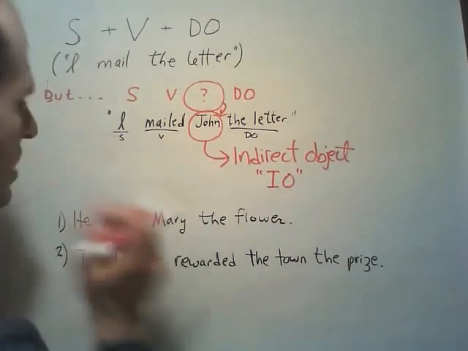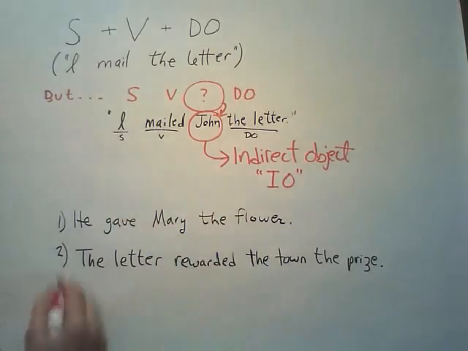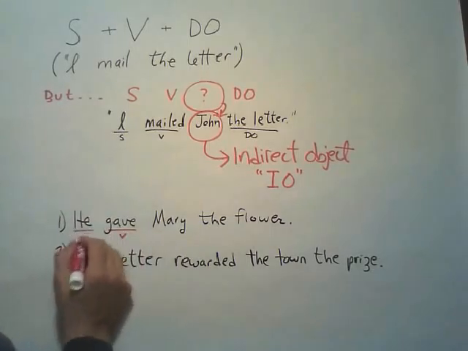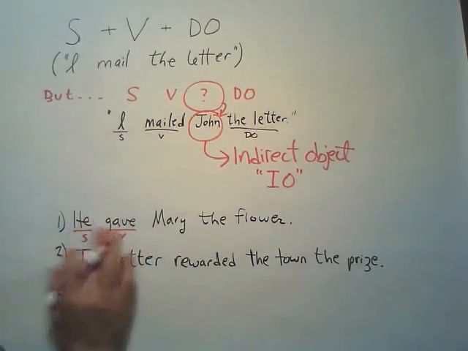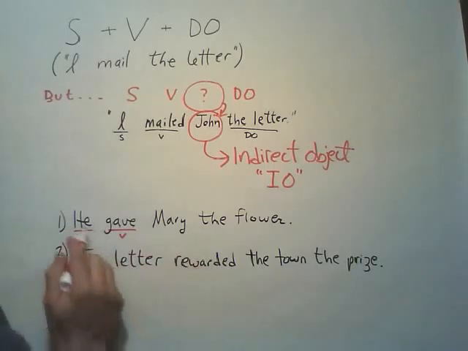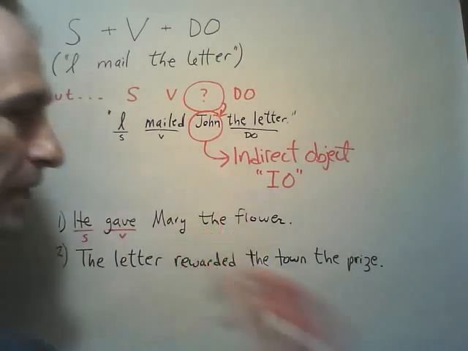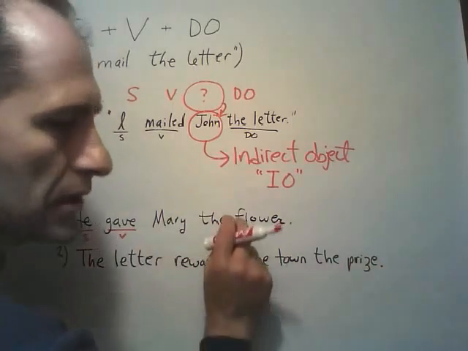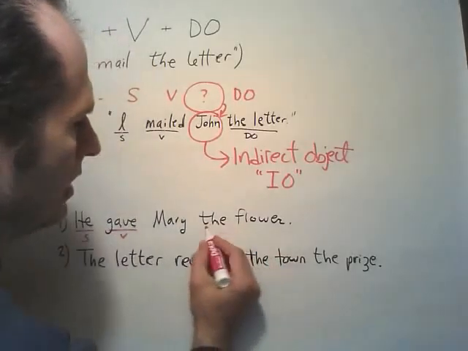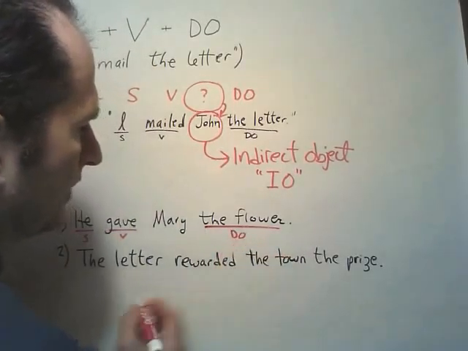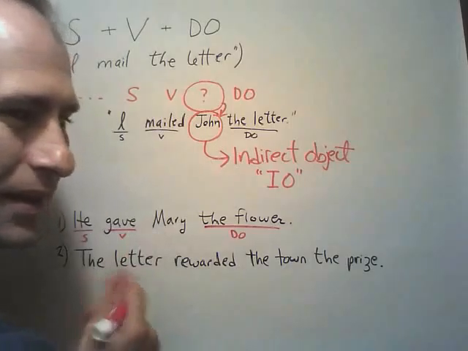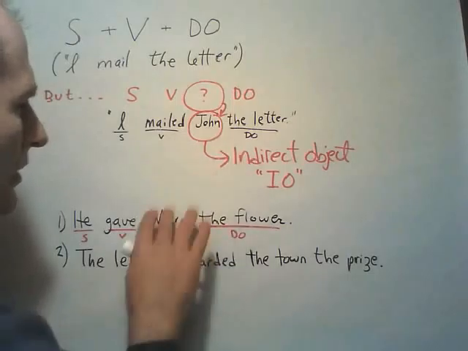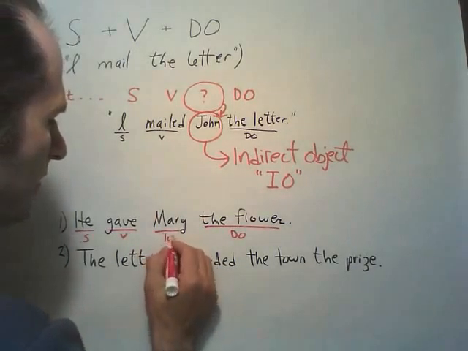Now, let's see how it shows up in these two examples. He gave Mary the flower. Gave is the verb. Who or what gave? He. So there's your subject. And remember, these two alone make the clause. He gave who or what? Did he give Mary? Like, did he give Mary away? No, no, no. He gave who or what? The answer is the flower. He gave the flower. So this is the direct object. So what is this? Well, for our purposes, because it fits the formula here, we're going to go ahead and call this the indirect object.